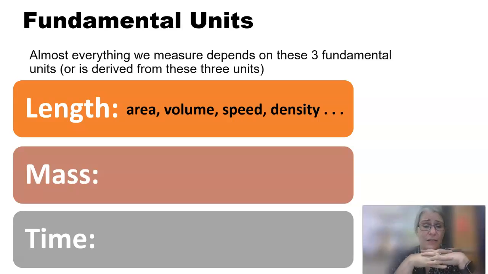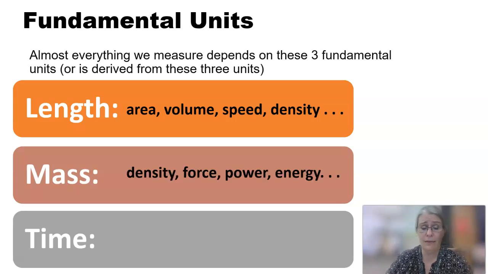And there are other things that you almost don't even think about involving length, like speed. How does speed involve length? Well, think about a speed limit sign. It's 40 miles per hour. That's a unit of length. Miles are a unit of length. Density is a mass over a volume, and volume is derived from length.